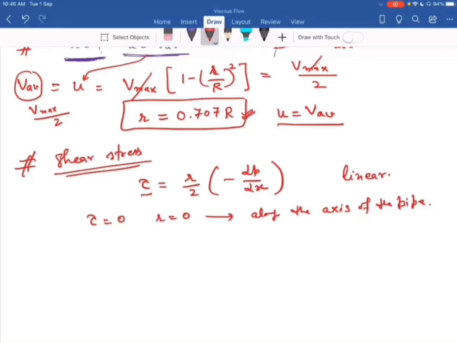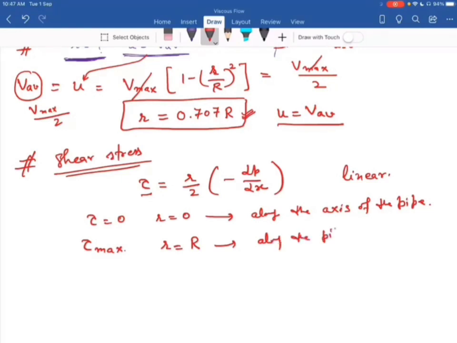So tau is maximum when small r is maximum. At the maximum value of R, that is along the pipe walls, you have the maximum. So the tau max you can write as R by 2 times minus dp by dx. This is the maximum shear stress we have.